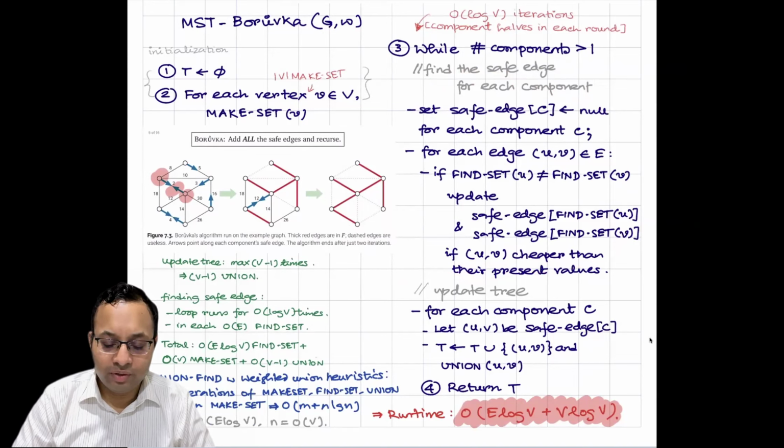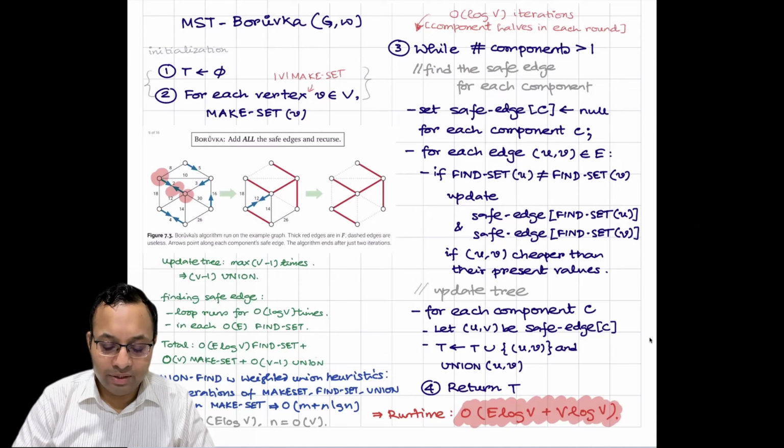edge. So first we initialize safe edge to be null for each component. Then for each edge, we look at both the endpoints. If they are in different components, then they are candidates for safe edge. And then we see the present safe edge value for both the endpoints, and if the present edge is smaller than those values, we update. This way, you can verify that at the end, for each component C, the safe edge array contains the safe edge for the component C.